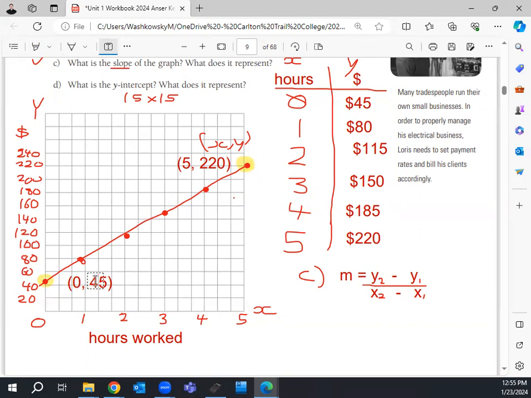So I now have 2 points. I've done that. But the question I get from a lot of people is, what is this y2? What's this y1, x2 and x1? Like, what are those things?